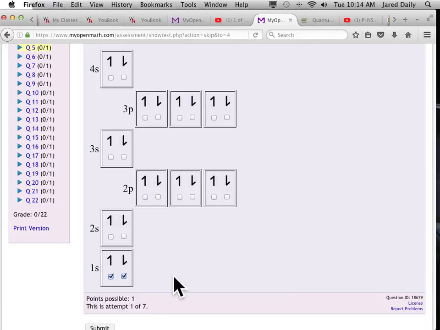So in that second n equals 2 thing, how many possible electrons could you fit into all these states that are available? 8. 1, 2, 3, 4, 5, 6, 7, 8.